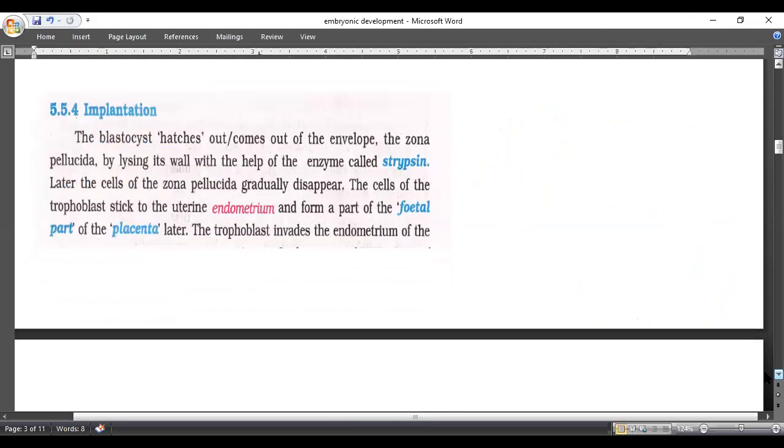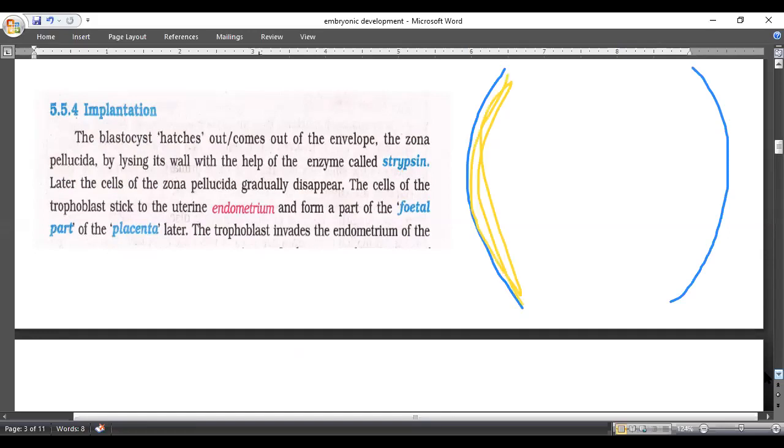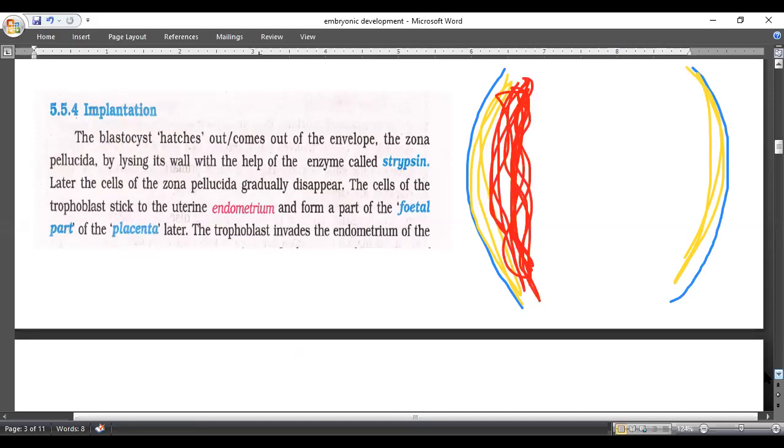Implantation process. For that, I'm going to draw the uterus. The uterus has three layers. What are the three layers? Perimetrium, myometrium, and the endometrium layer, a thickened endometrium layer with blood vessels and blood capillaries. So this is the condition.